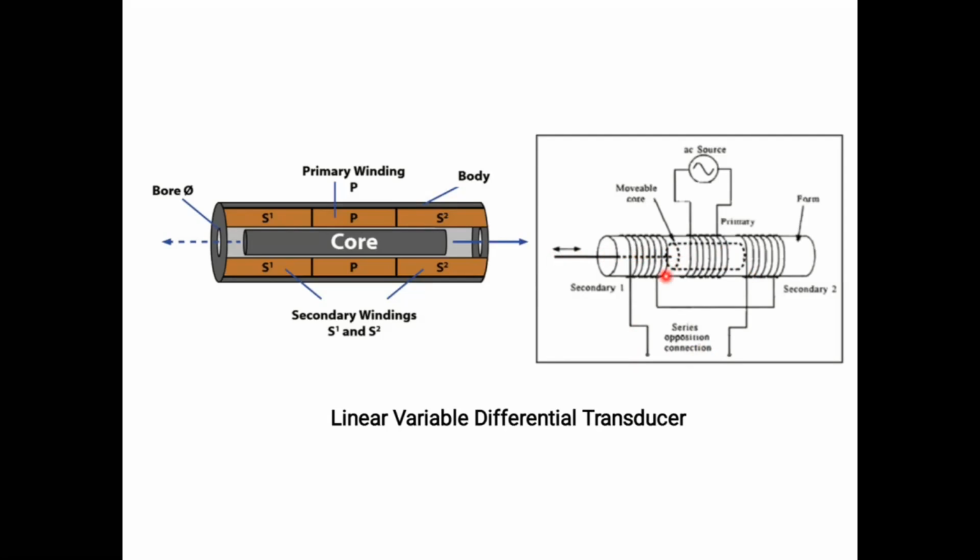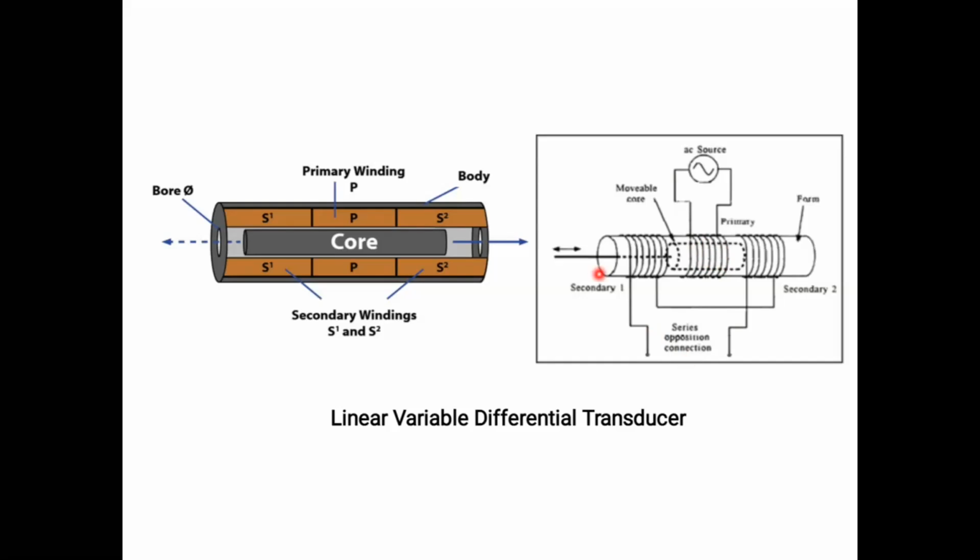There are three cases. In the first case, the core is placed at the center of the cylinder. When you place the core at the center of the cylinder, the EMF induced in the two secondary windings are equal. Why? Because when this core is at the center, it cuts the magnetic flux equally on either side of the primary winding, that is in secondary winding one and secondary winding two. So if you measure the EMF produced in secondary winding S1 as ES1, and the EMF produced in secondary winding S2 as ES2, the difference of those two is zero. This is called the null position. When the core is at the center of the cylinder, there is no potential difference across the ends of these two secondary windings.